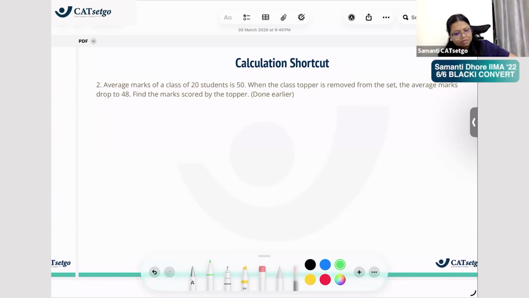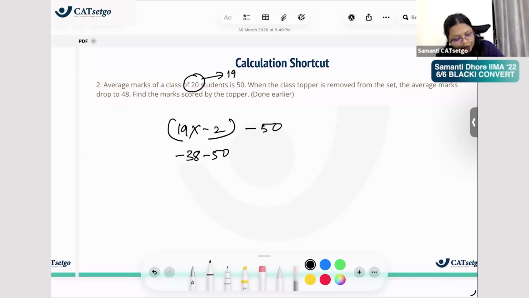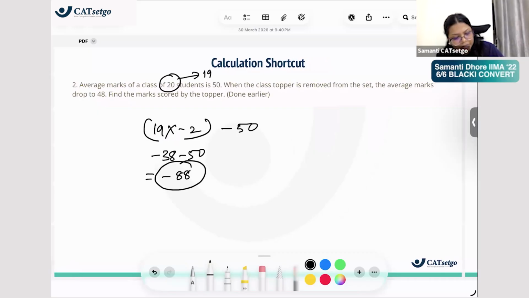It happened like this. One person is removed, so it became 48. So again, now start doing this orally. 20 people became 19. So for 19 people, what reduced? It was -2. And for the 28th person, the full 50 dropped. This is minus 38 minus 50, which is minus 88.